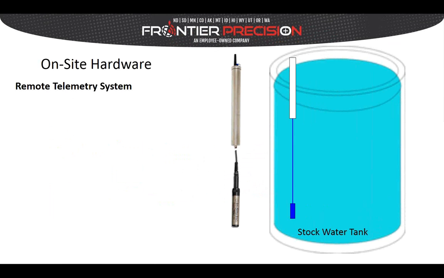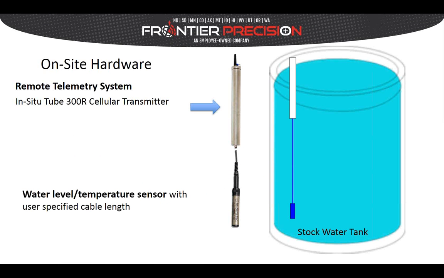So with our cellular system, if we just do a quick review of the onsite hardware, we have the In-Situ Tube 300R cellular transmitter, your cable, and your water level sensor. Very simple components, nothing complicated about this.